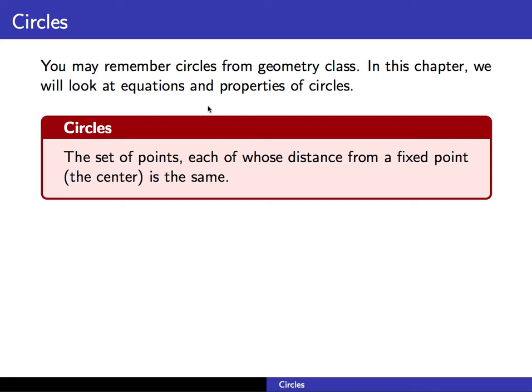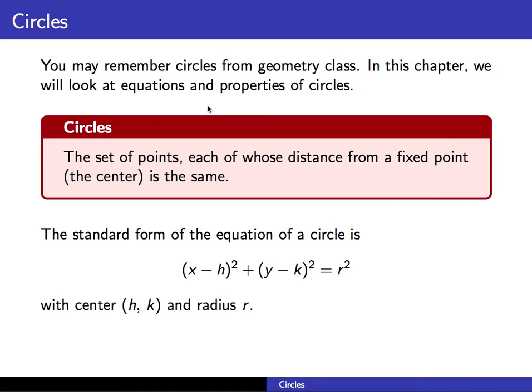Now, the formal definition of a circle is the set of all points, each of which is the same distance from a fixed point called the center. So if we think of a circle and draw the radius from the center out to the edge, each of those radii is going to be the same length no matter what direction we head from the center to the edge of the circle.